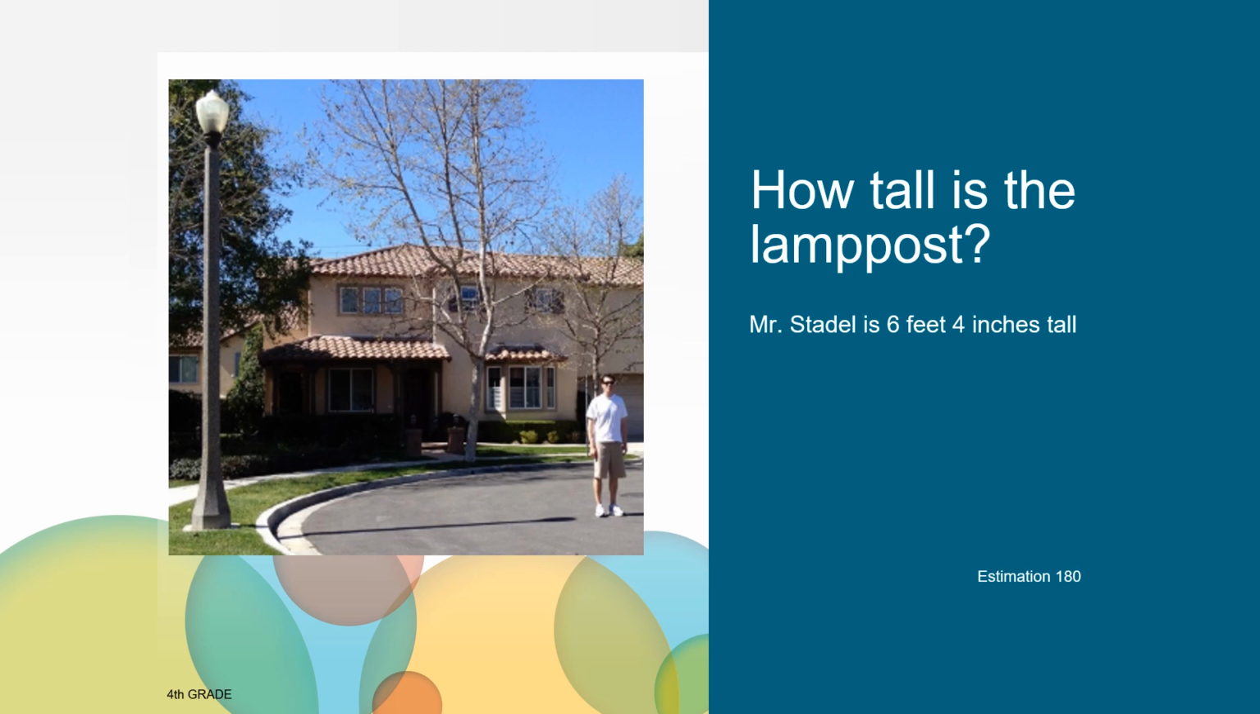I estimate that the lamppost is about 3 times taller than Mr. Stottle. If I take Mr. Stottle's height of 6 feet 4 inches and multiply it by 3, that would be 18 feet and 12 inches, or 19 feet total. My estimate is that the lamppost is about 19 feet tall. What is your estimate?